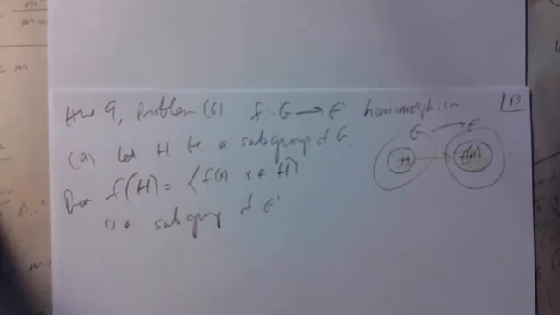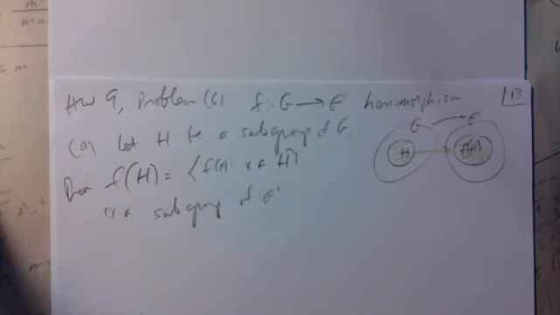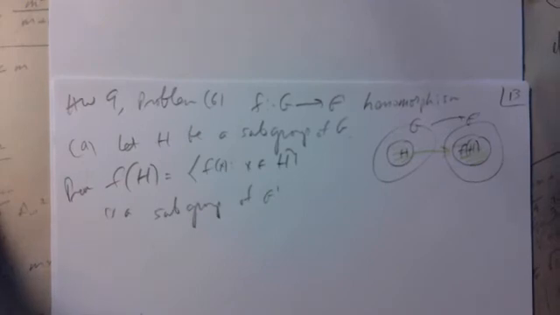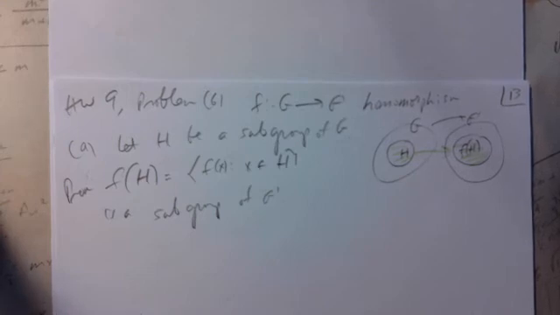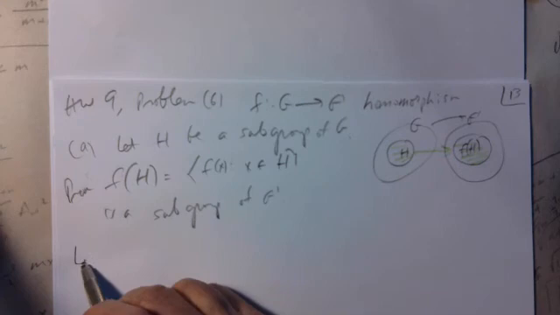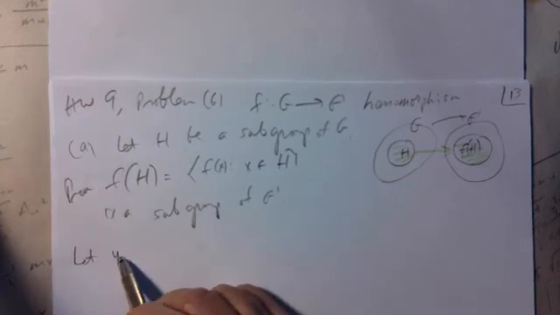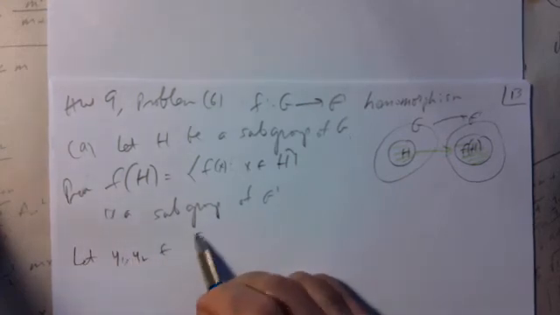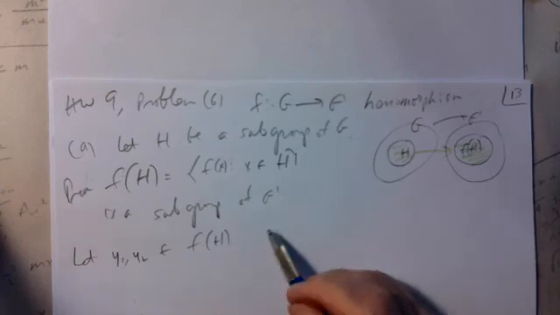So what does it mean to be a subgroup? It's a set of elements. It has to be closed under multiplication, contain the identity, and contain the inverse of everything. So suppose we let y1 and y2 be in f of H.